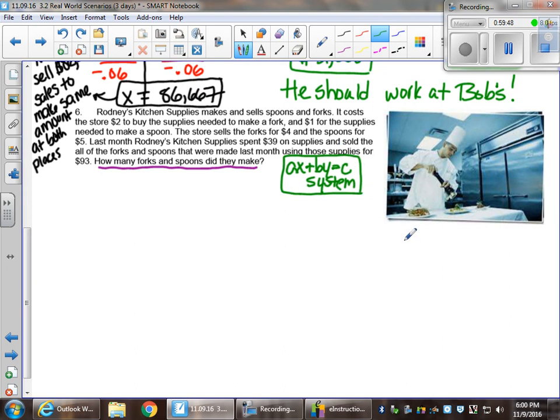Let's define our variables. Remember, when I have an AX plus BY equals C system, the question actually helps me know what my variables are going to be. Check out the question. How many forks and spoons did they make? This is my unknown. The number of forks, number of spoons. So X will be number of forks, and we'll let Y be number of spoons.